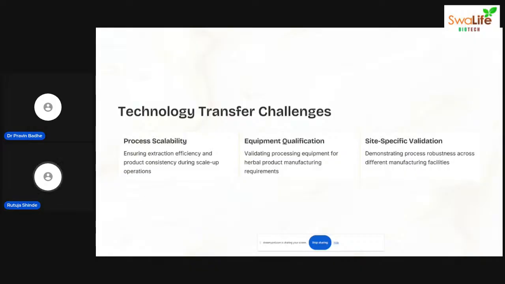Then technology transfer challenges. So scaling up from lab to full production introduces unique risks for herbal products. Extraction processes must remain efficient and reproducible. Equipment needs to be qualified for botanical materials, and validation must be demonstrated across sites. A process that works in one facility may behave differently in another. So, site specific validation is often necessary to prove robustness.